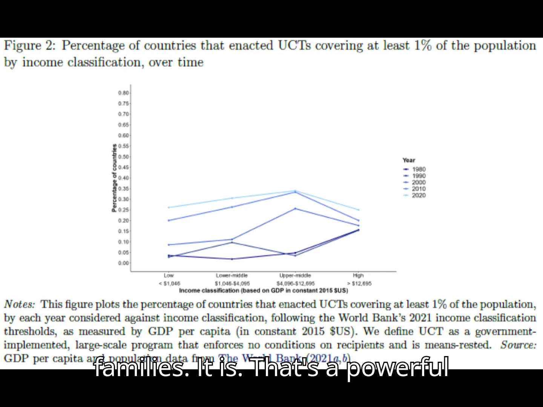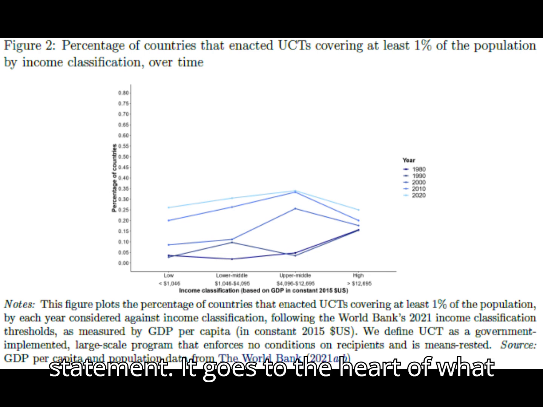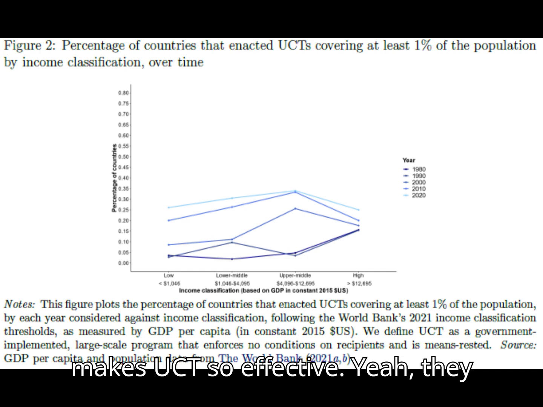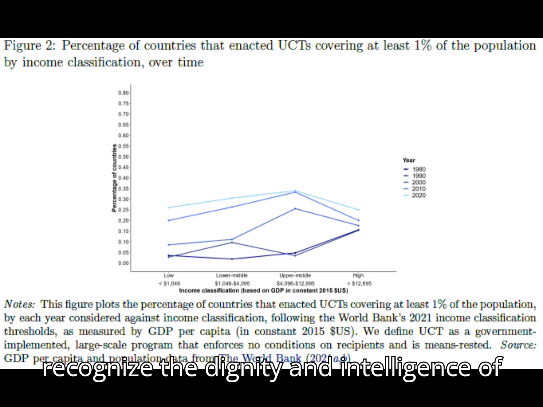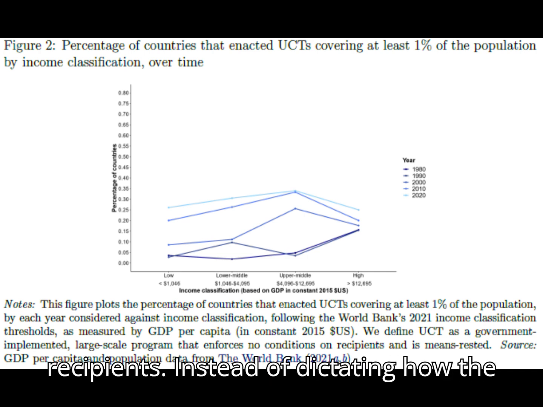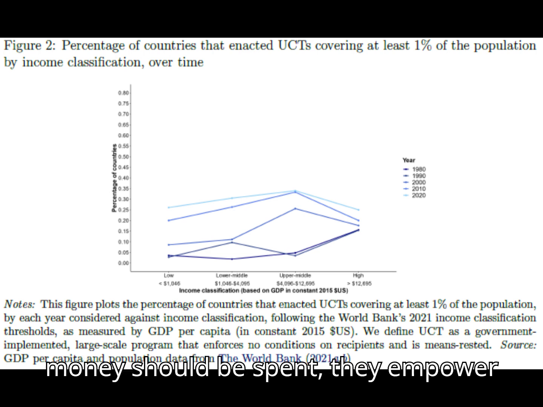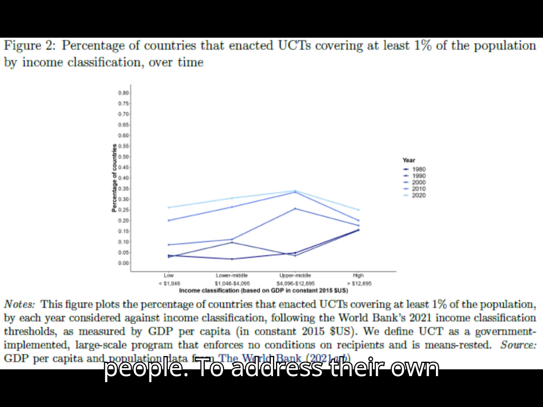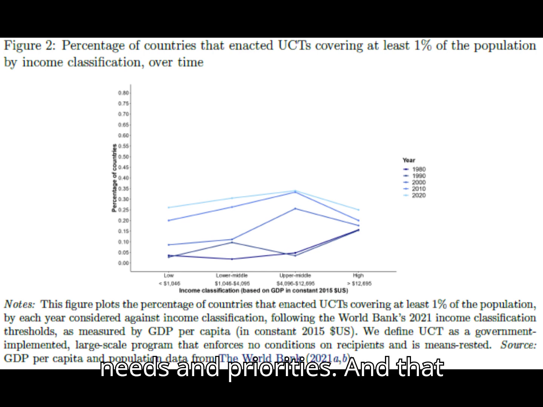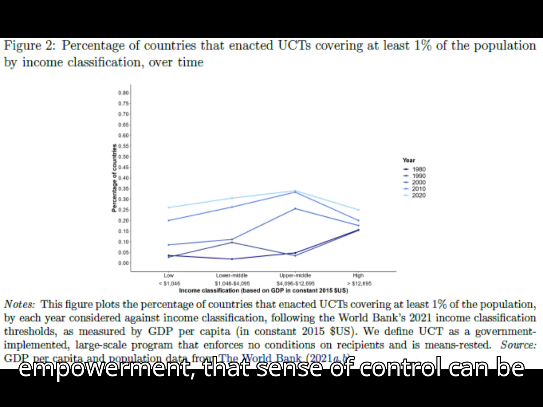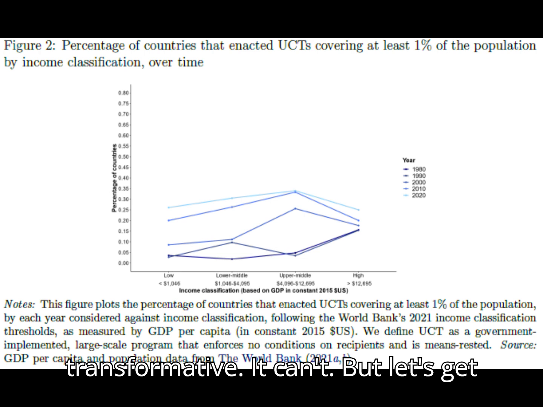That's a powerful statement. It goes to the heart of what makes UCTs so effective. They recognize the dignity and intelligence of recipients. Instead of dictating how the money should be spent, they empower people to address their own needs and priorities. And that empowerment, that sense of control, can be transformative.